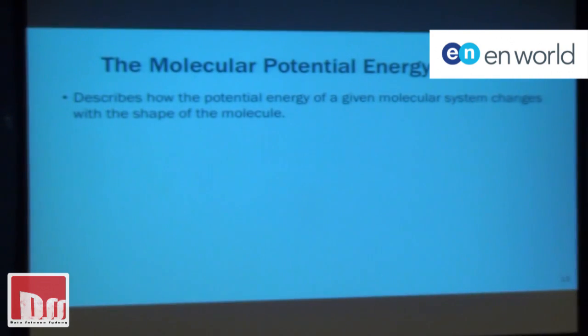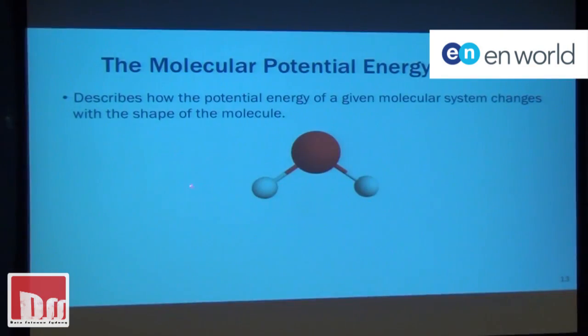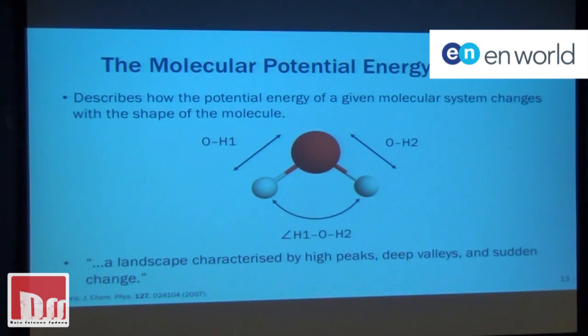Anyway, okay, so neural networks and potential energy surfaces. First, the molecular potential energy surface describes the potential energy of a molecular system, and how it changes with the shape of the molecule. So if we take water, H2O, we can describe the shape of water in terms of the bond length between the oxygen and hydrogen 1, the bond length between the oxygen and hydrogen 2, and the angle between the hydrogen, oxygen, and the hydrogen. So the potential energy surface will be a function of those three geometric parameters, and in general, the potential energy surface of a molecule is a landscape characterized by high peaks, deep valleys, and sudden changes.